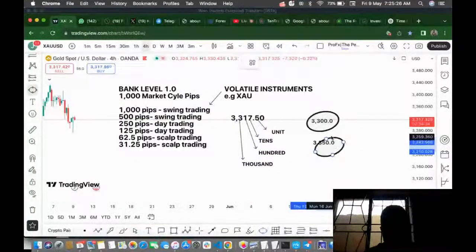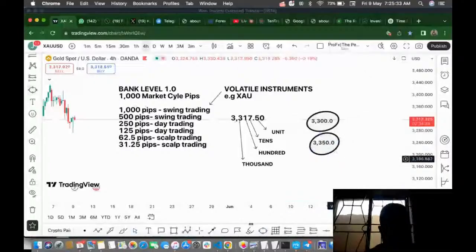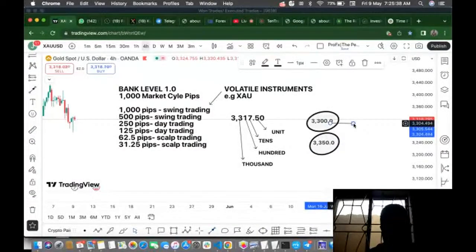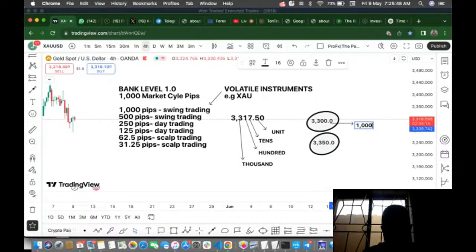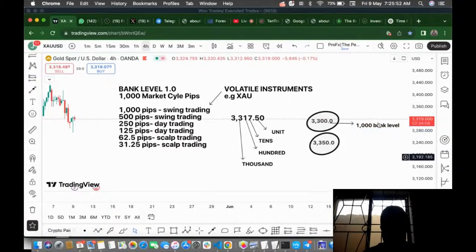So what you just do is, for beginners, I advise you, just mark all the 1,000 bank levels first. For beginners, mark every 1,000 bank level on gold. So we will do that now. This is a 1,000 bank level. This is a 500 bank level.